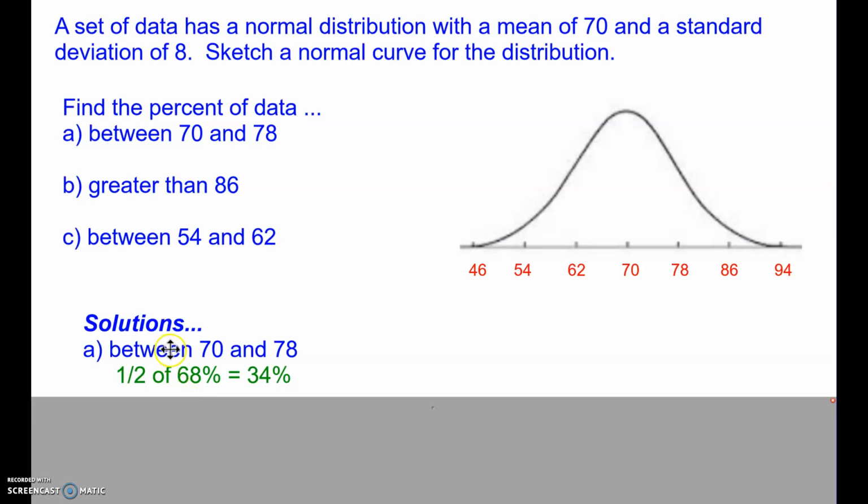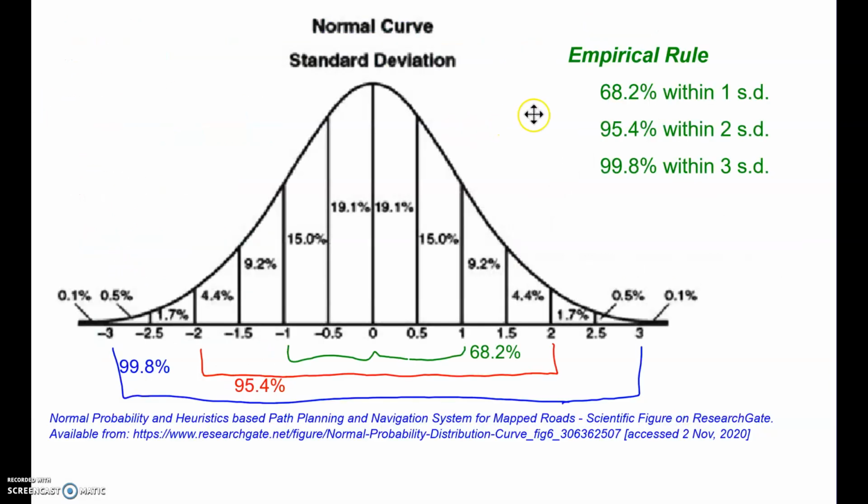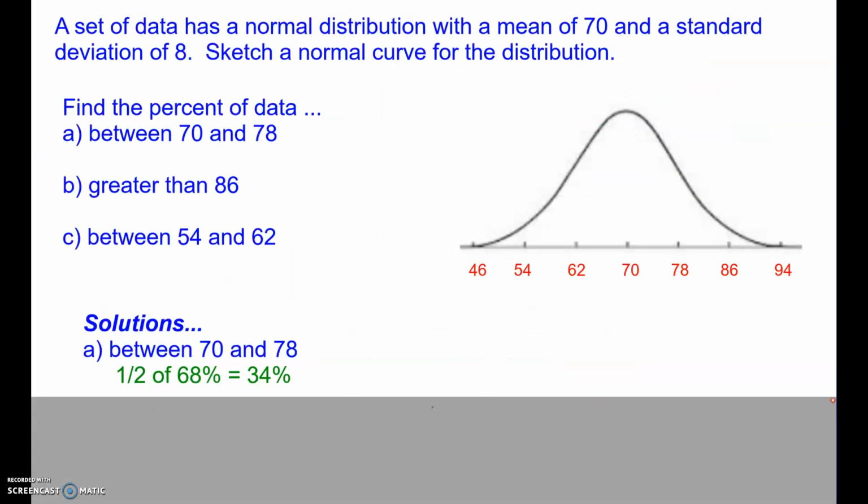All right, now if you think you're up to the task, go ahead and pause this and see if you can answer the next two questions. What percent of data would be greater than 86? And what would be between 54 and 62? Again, I want you to recall, here's the empirical rule. One standard deviation is about 68%. Two standard deviations, about 95%. And 99.8% are within 3 standard deviations. All right, hit pause and try to answer part B and C. Let's see how you did.